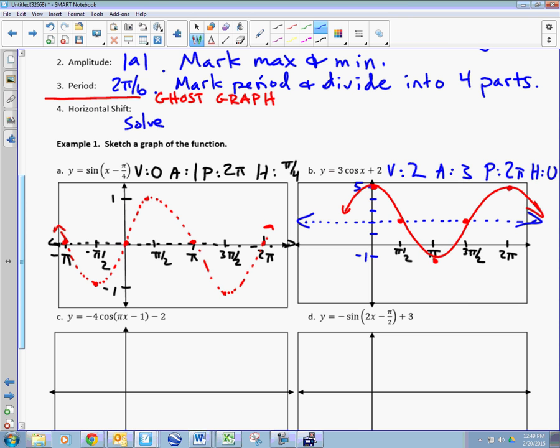The horizontal shift you then apply. Solve bx minus c equals 0, which we've done, okay? And then you apply the shift. So we've made our ghost graph. Now we'll apply the shift. So we need to move this whole graph, which direction? To the right. Pi over 4. Compare pi over 4 to your tick marks. How much of a tick mark is pi over 4? So each one of these dots, I move half of a tick mark.